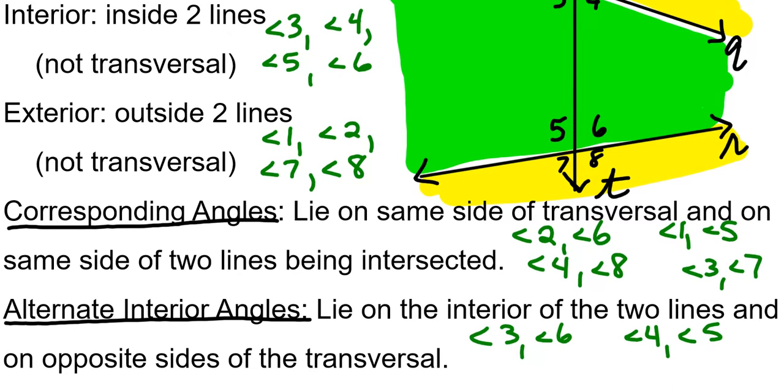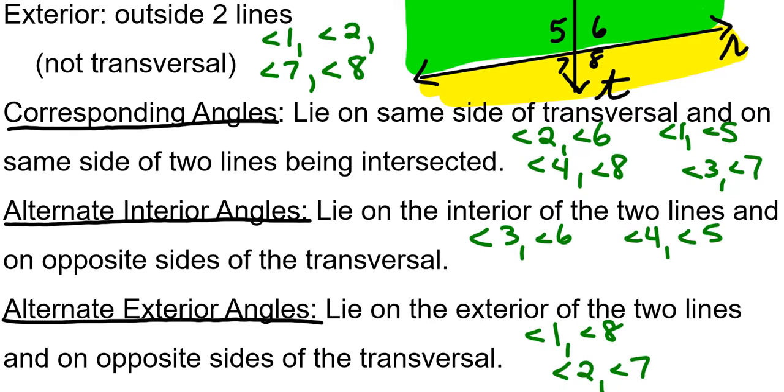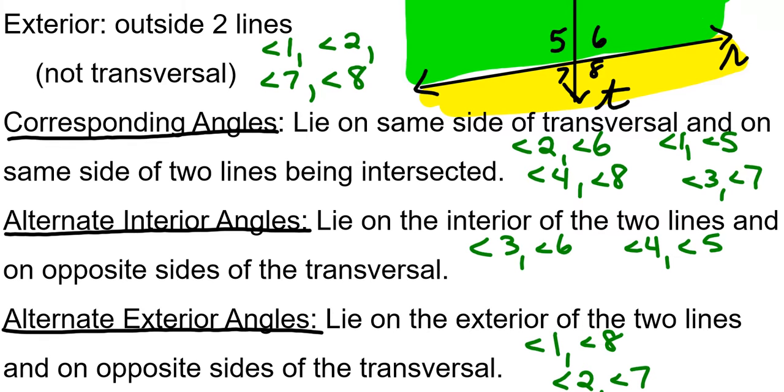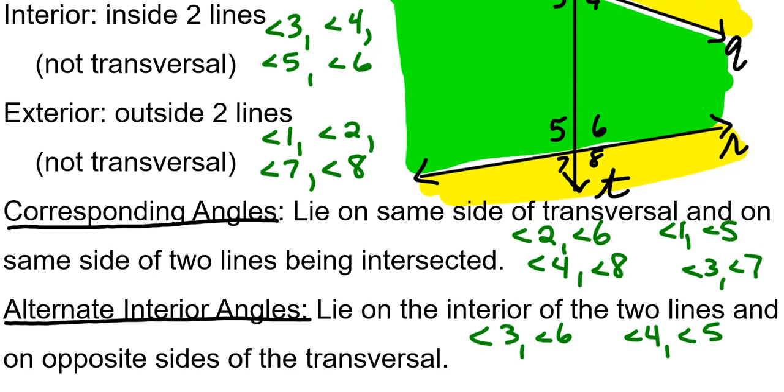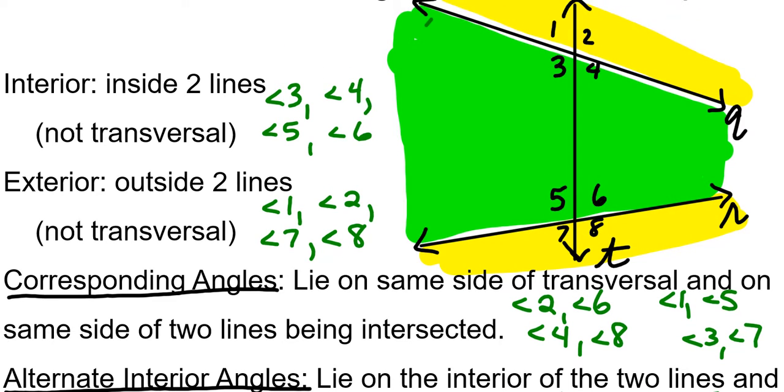You can also have alternate exterior angles. They lie on the exterior of the two lines, so in the yellow shaded region, and on opposite sides of the transversal. So exterior, I'm only looking at yellow, and opposite sides, I would match up angle 1 and angle 8 would be alternate exterior, and angle 2 and angle 7 would be alternate exterior.